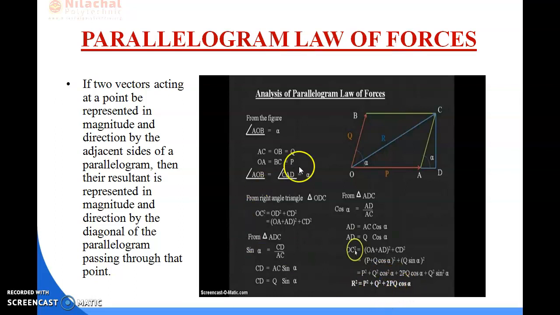So this is how we analyse the parallelogram law, and we prove the principle that the resultant force has the same effect as both the P force and the Q force. Okay, so the next thing we will discuss in the next slide.